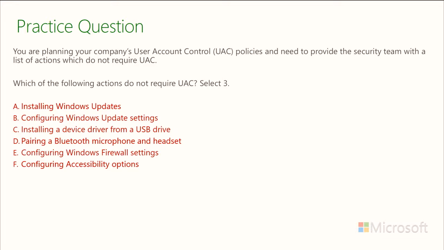In this case, we had a slide earlier that mentioned some of these. So installing Windows updates, configuring Windows update settings, installing a device from a USB drive, pairing a Bluetooth microphone. So in this case, we've already seen installing Windows updates, pairing a Bluetooth device, and then our accessibility options would be the answers here.